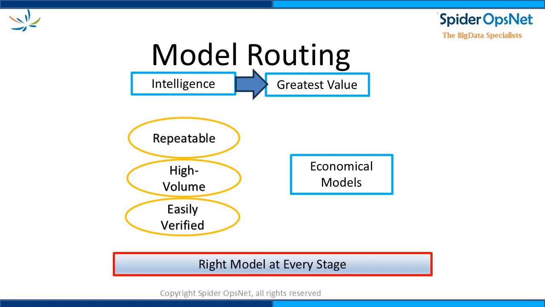Most importantly, test the models using representative organizational tasks and establish clear quality gates. The best AI strategy is not to use the strongest model everywhere. It is to use the right model at every stage and retain human accountability for the final decision.